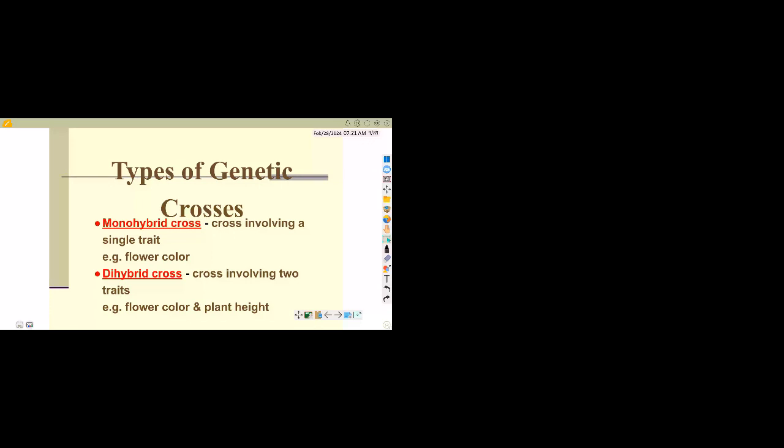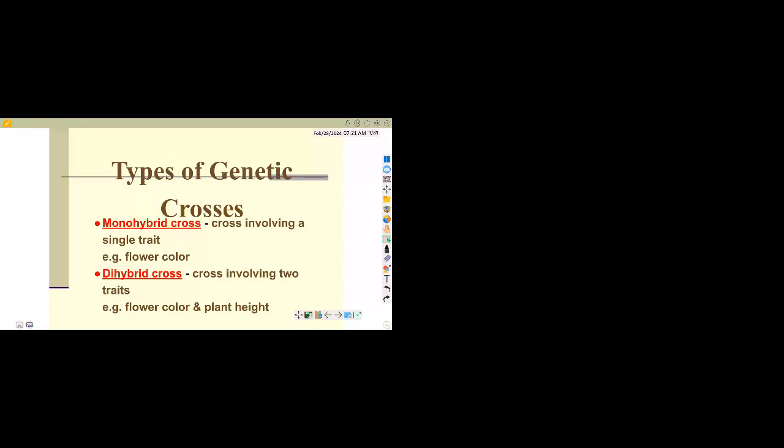All right, now we're talking about these crosses. We're going to have to learn how to cross genetics. So there are 2 types: monohybrid cross and dihybrid cross. Write: a monohybrid cross is a cross involving a single trait. A dihybrid cross is a cross involving 2 traits.